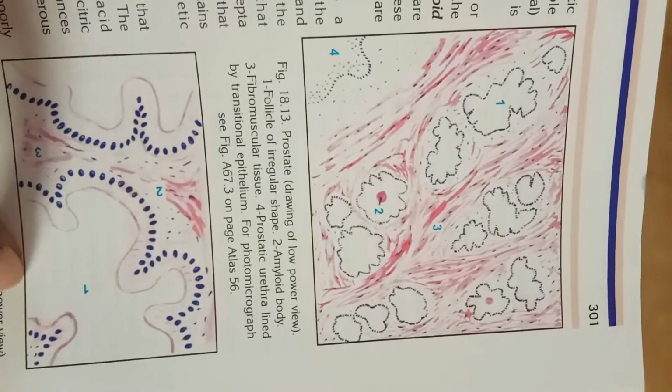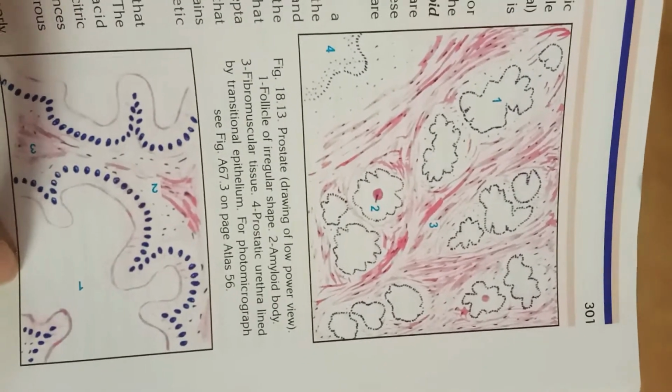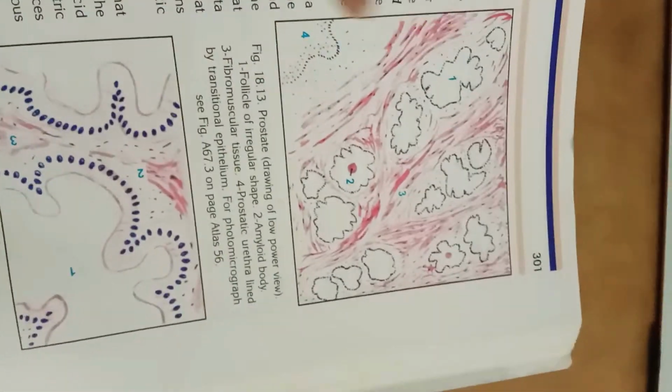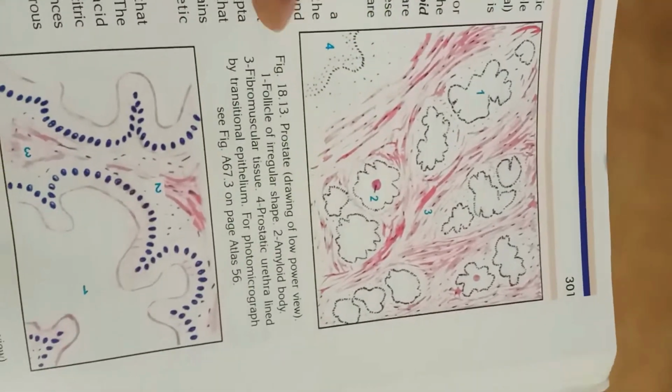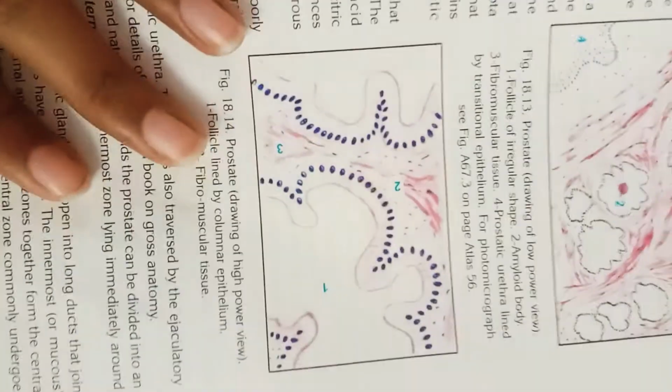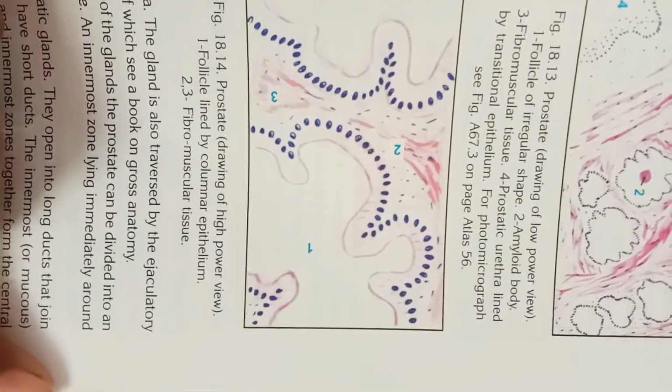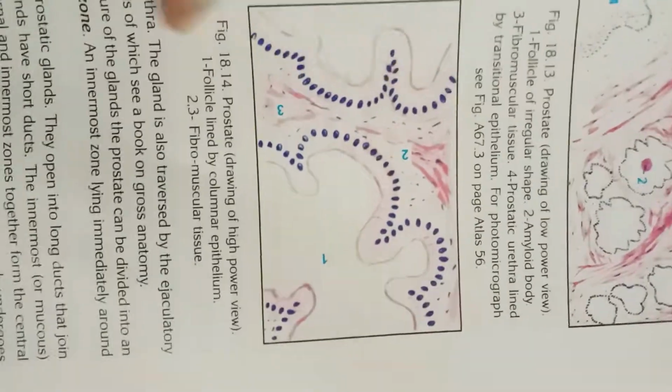And third you can see the fibromuscular tissue. The prostatic urethra is mainly lined by transitional epithelium. If you remember, transitional epithelium mainly lines the urinary organs, and even the prostatic urethra is lined by it. So this is about the prostate, and you can see the prostate in high power: the first one is a follicle which is lined by columnar epithelium, and 2 and 3 are the fibromuscular tissues.